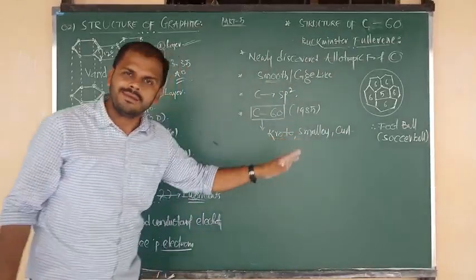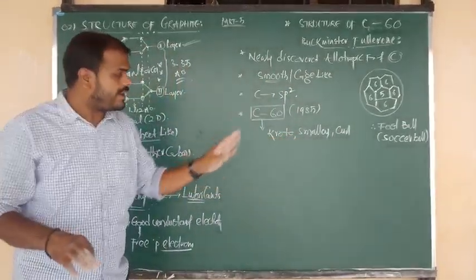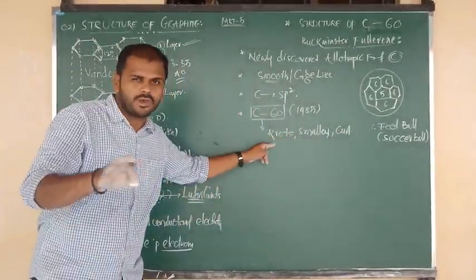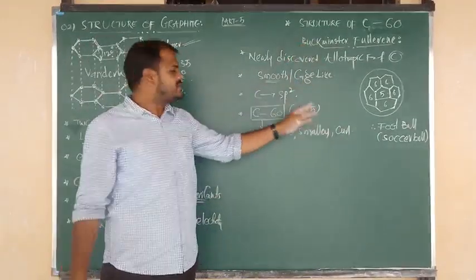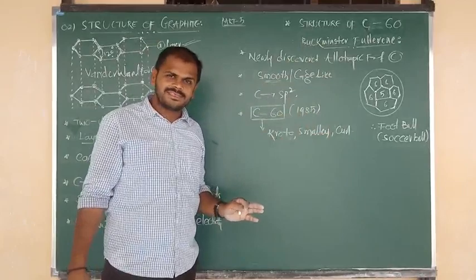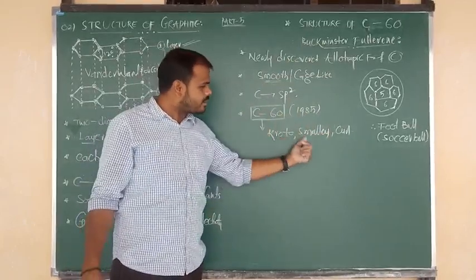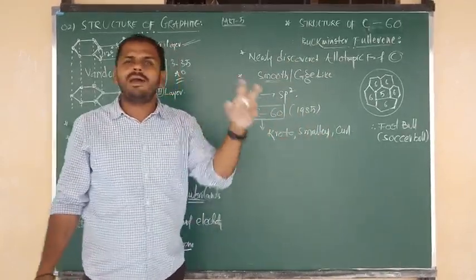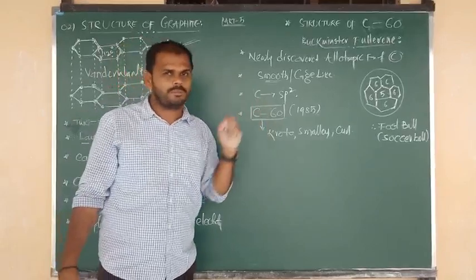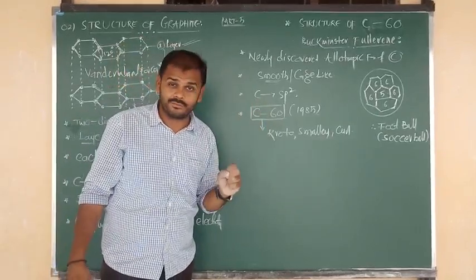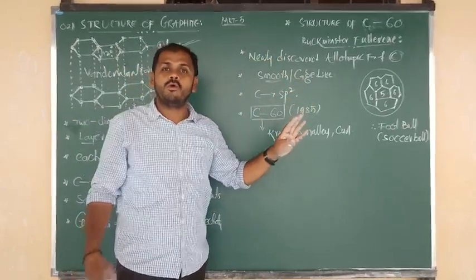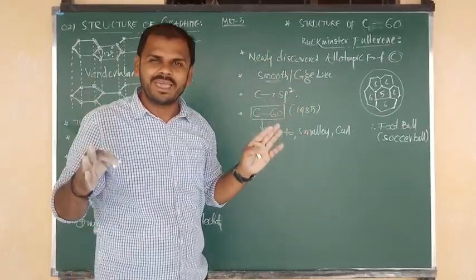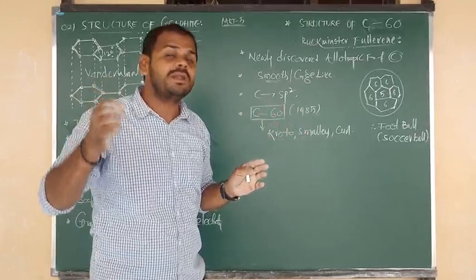Crocho, Smalley, and Curl. C-U-R-L, Curl. This information is not in your textbook, but I am saying it now. The C60 molecule was discovered in 1985 by Kroto, Smalley, and Curl. Combinedly, they discovered this allotropic form. But listen carefully. At this same time, one more new discovery came. One more achievement happened.